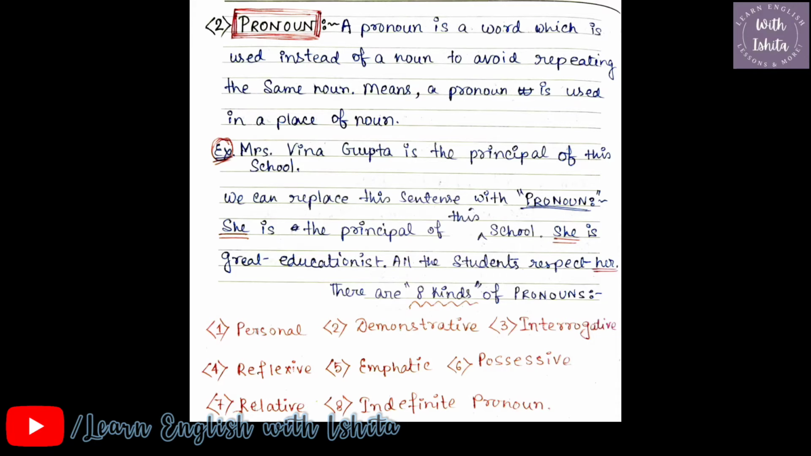For example, Mrs. Veena Gupta is the principal of this school. We can replace this sentence with a pronoun like: she is the principal of the school, she is a great educationist, all the students respect her. Here in the sentence, we have used she and her, that is pronoun. There are 8 kinds of pronouns. Number 1, that is personal pronoun, demonstrative pronoun, interrogative pronoun, reflexive pronoun, emphatic pronoun, possessive pronoun, relative pronoun, indefinite pronoun.